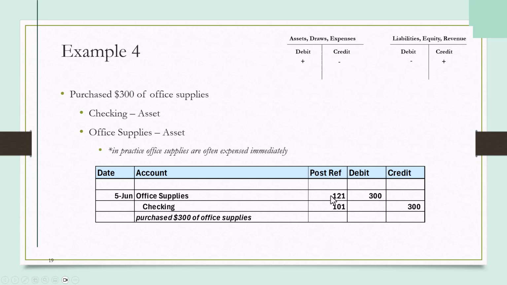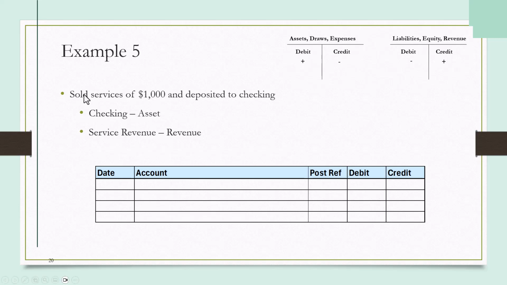And then you could put account numbers if you have any, and an explanation. Okay, let's go to the next example. This time they sold services of $1,000 and deposited that money to checking. So first of all, they're going to be adding to the checking account because they're going to take that $1,000 and put it in the bank. That's going to add to checking.